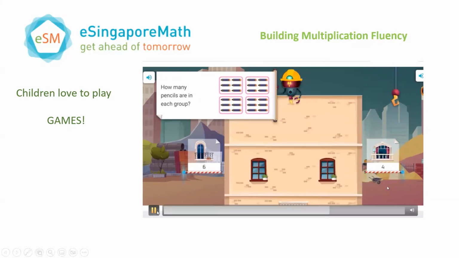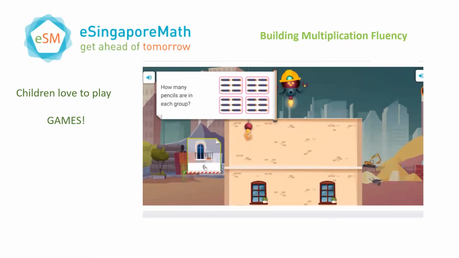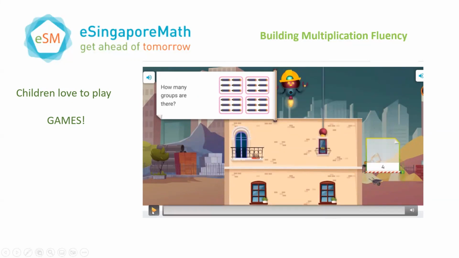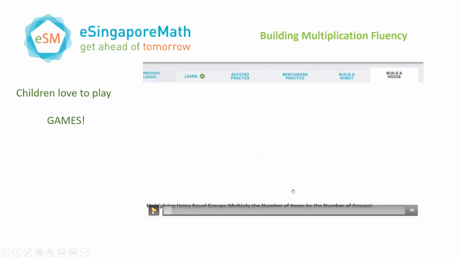How many pencils are in each group? The house is getting taller and taller, and the problems are more complicated. How many groups are there? Again, this one takes us back to third grade. They're single digits, but I really appreciate how this game reinforces the idea of equal groups. It also shows each pencil being multiplied.